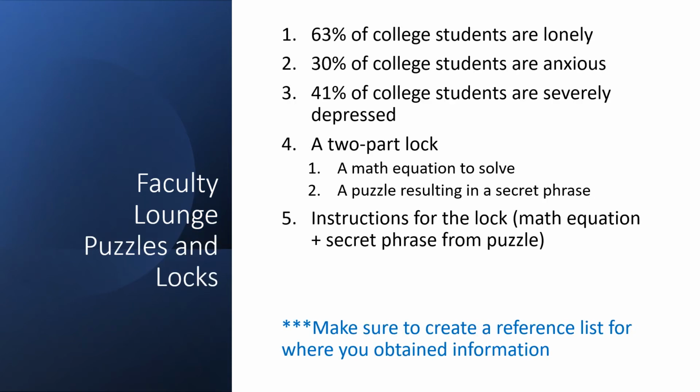For the puzzles and locks, we will use some statistics and key points about the topic. I listed the 3 statistics we have. We will use the 3 statistics for a math equation that will become the first part of the lock. A word puzzle will help us highlight several key points about college student mental health. But solving a puzzle is not enough. We need to make sure there is a purpose for the puzzle, so we will hide a secret phrase within the word puzzle. That secret phrase will be the second part of the lock.